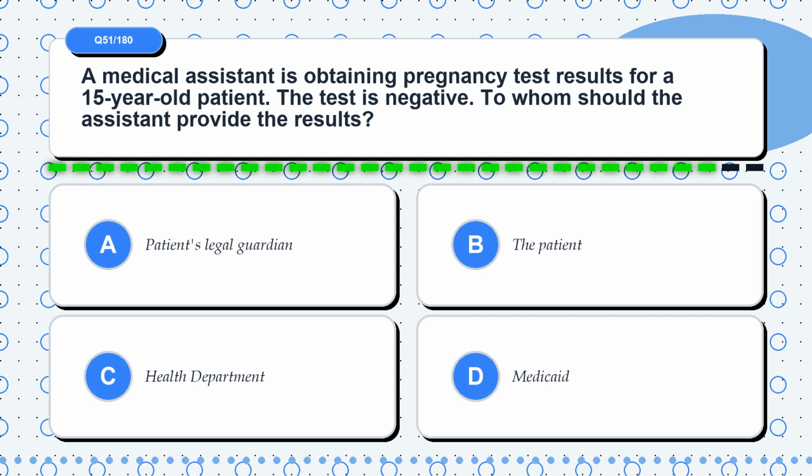Question 51. A medical assistant is obtaining pregnancy test results for a 15-year-old patient. The test is negative. To whom should the assistant provide the results? Here are the options. Option A, patient's legal guardian. Option B, the patient. Option C, Health Department. Option D, Medicaid.